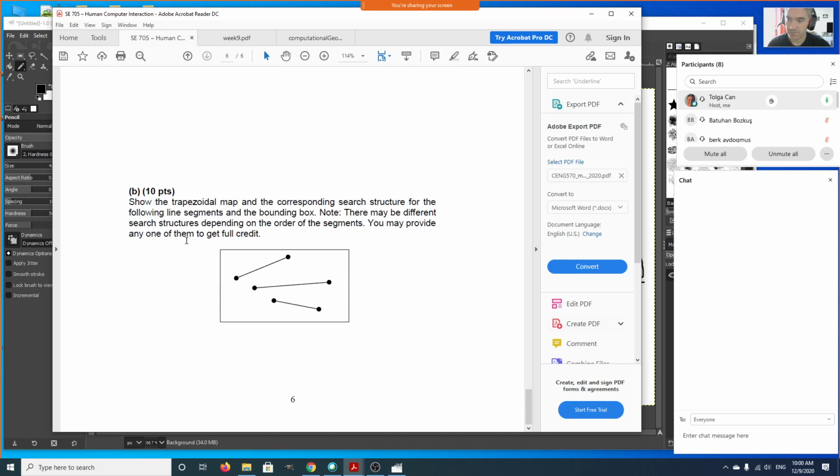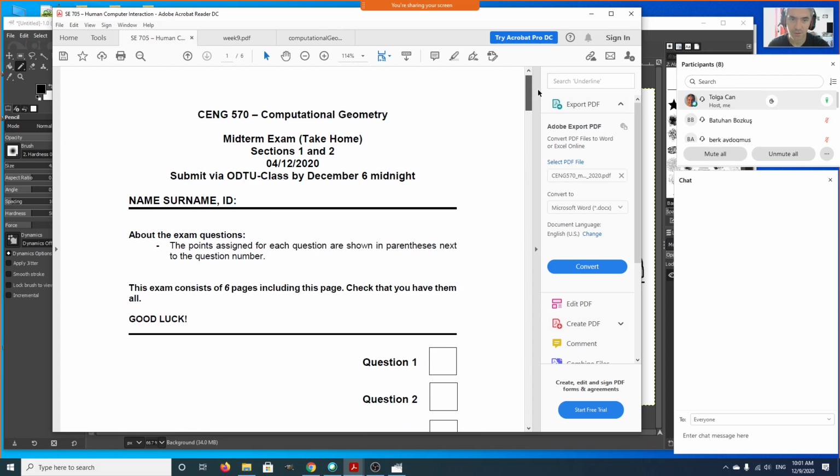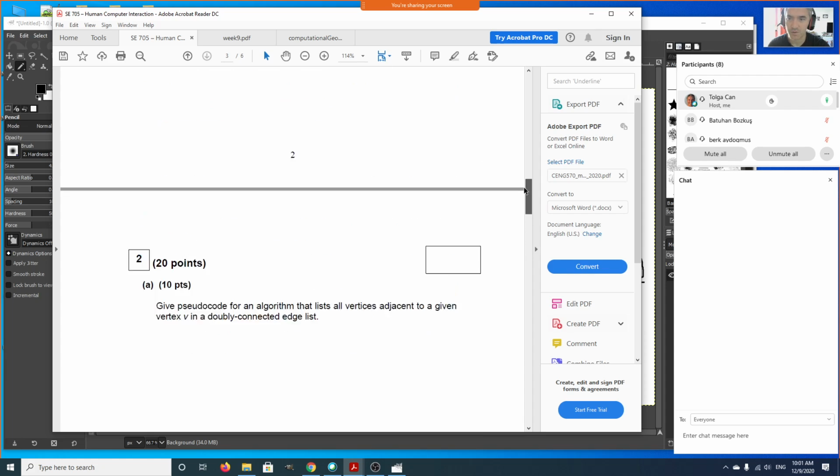And the final question, the trapezoidal map, again, is very similar to the example in the book. The first two segments are the exact example in the book. And the third one is completely contained in the trapezoid below. You can again use the example from the book for that. So this was how the exam questions' solutions were.